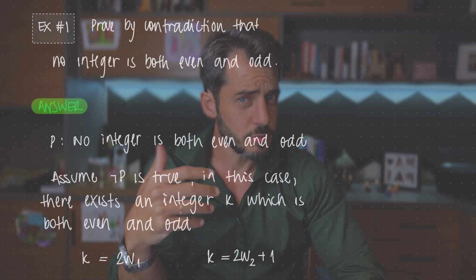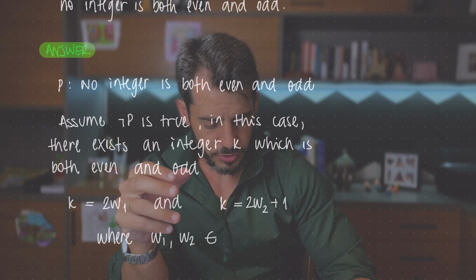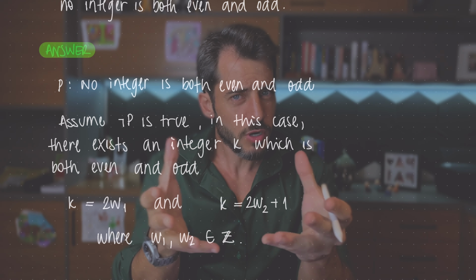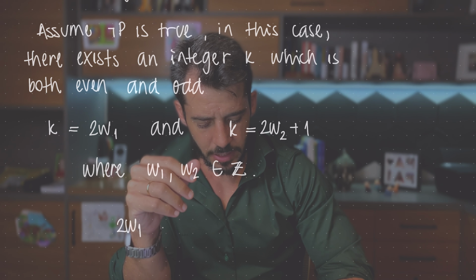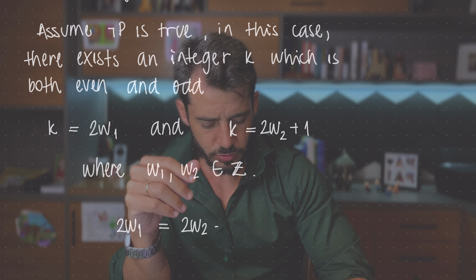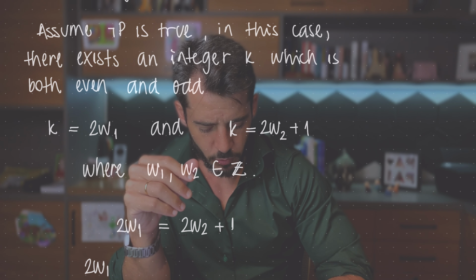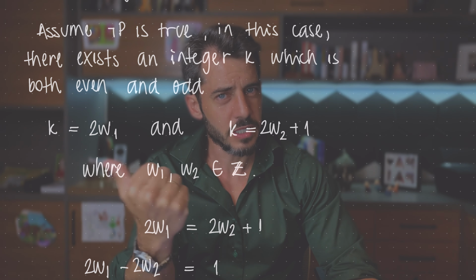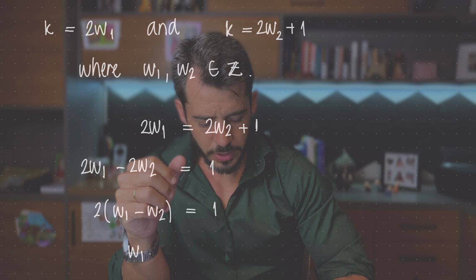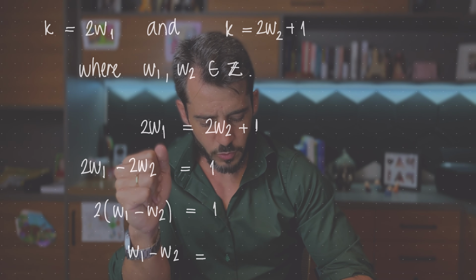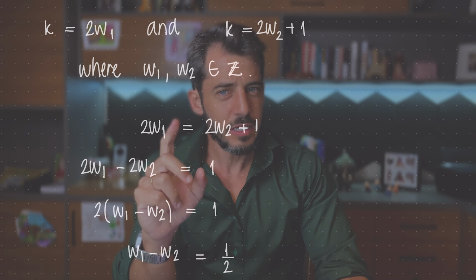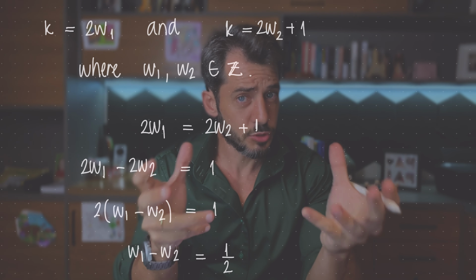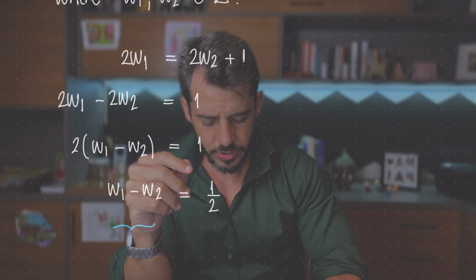Now, w1 and w2 should also be integers. So again, we're saying that this number k is both even and odd. Now, if we're talking about the same k, the same number, that means that 2w1 is equal to 2w2 plus 1, which means that 2w1 minus 2w2 is equal to 1. We can factor out a 2 on the left-hand side and divide the whole equation by 2, which means that the difference between w1 and w2 will be equal to half. Now, this is exactly where the contradiction lies. We have a difference, a subtraction between 2 integers, which is an integer.